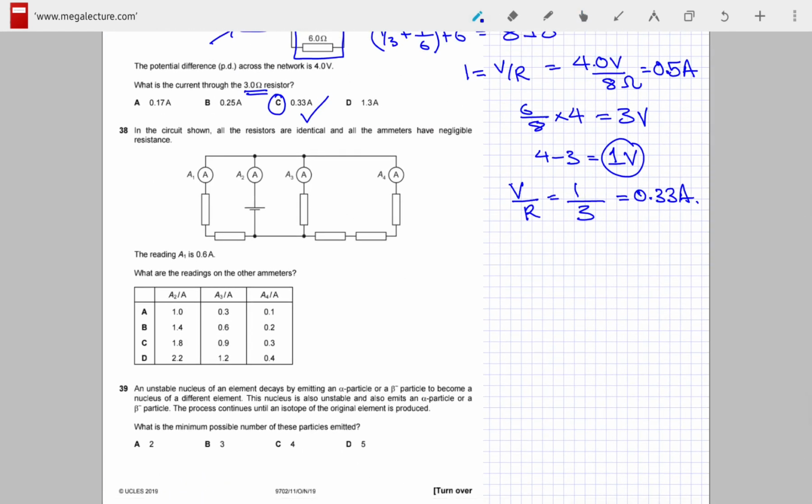Next we have this circuit in question number 38, and all the resistors are identical and all the ammeters have negligible resistance. We're given that the reading on ammeter A1 is 0.6 amperes, and we're asked what the readings on all the other ammeters are. Let's write that down, this is 0.6 amperes. We can use Kirchhoff's second law in the first loop of this circuit. Applying it, we have 0.6, which is I, times R, plus again 0.6 times R, equal to the EMF. This gives me 1.2 times R is equal to E.